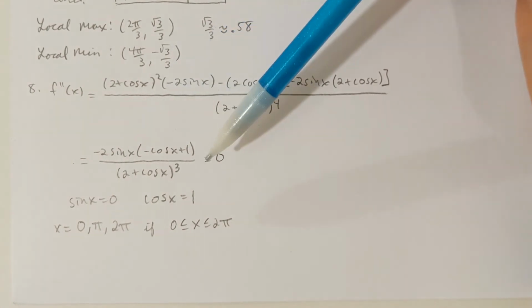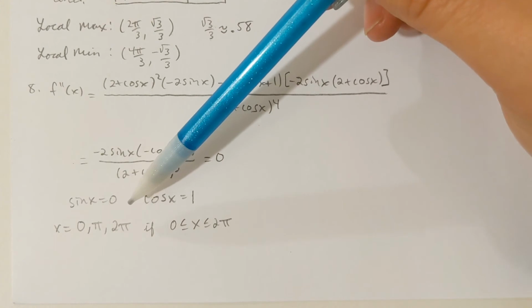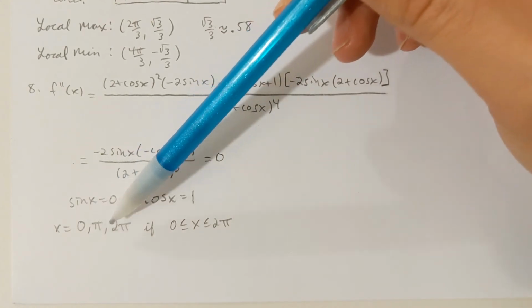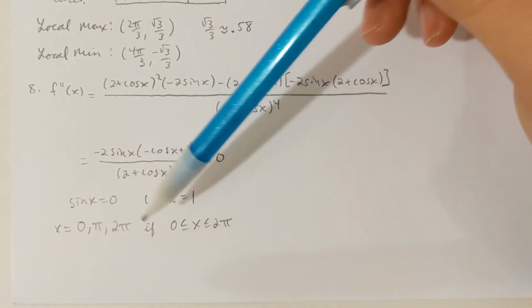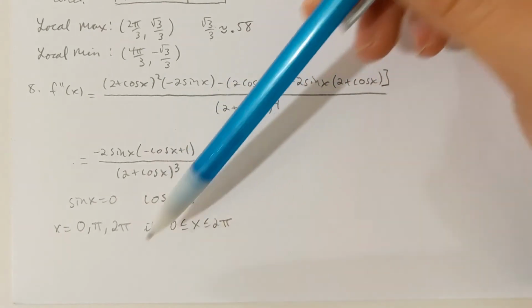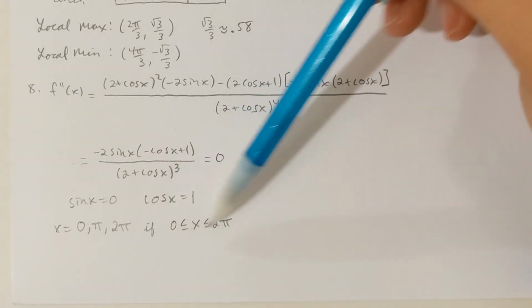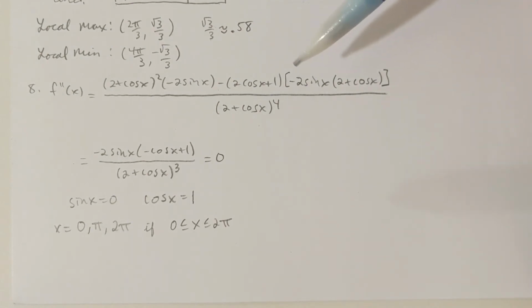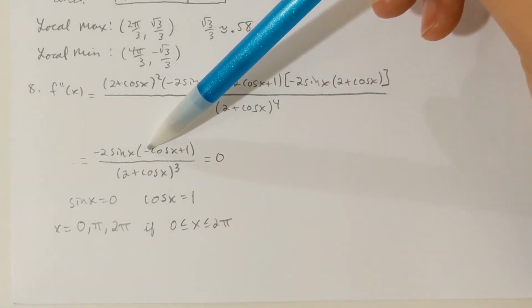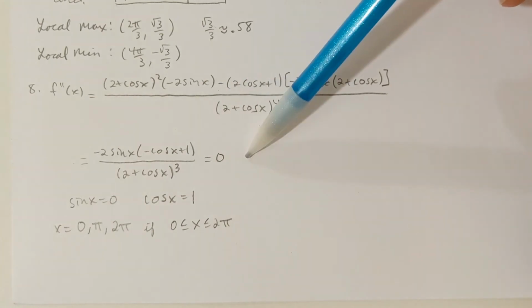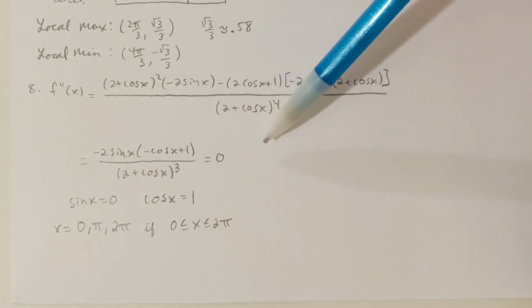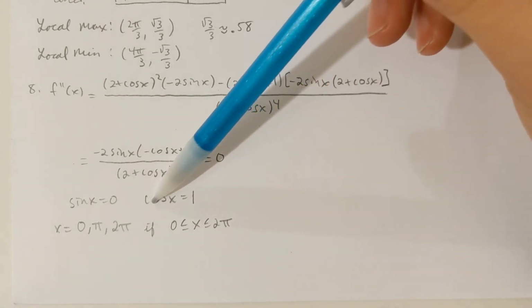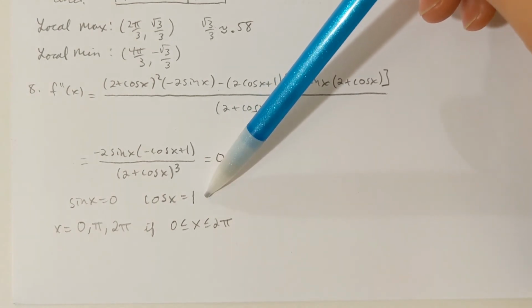Negative 2 sine x equals 0 means that sine x equals 0, so x would be 0, pi, 2 pi, 3 pi, negative pi, right? Increments of pi, although if I'm only focused on the interval 0 to 2 pi, here would be those 3 numbers. And if I set negative cosine x plus 1 equals 0, subtract 1 and then divide by negative 1, I'm looking at cosine x equal 1.